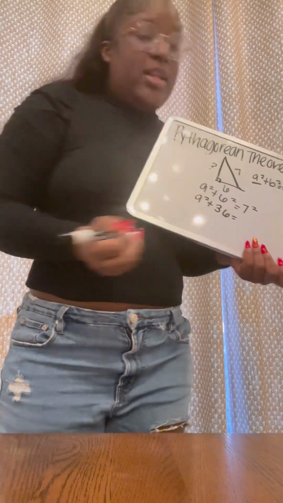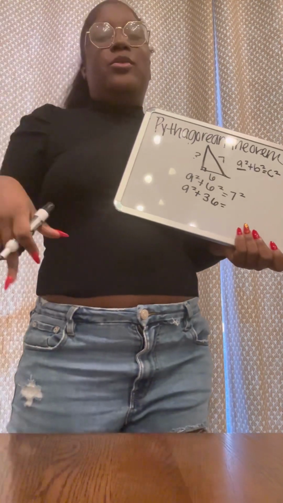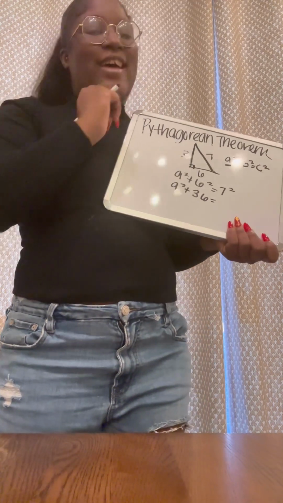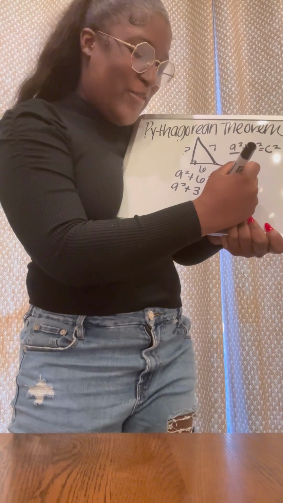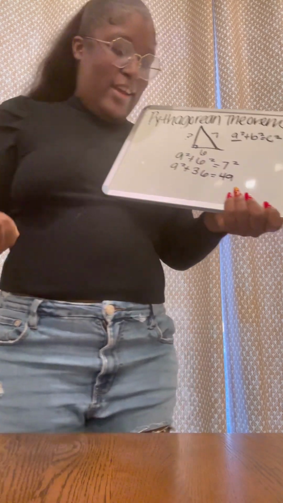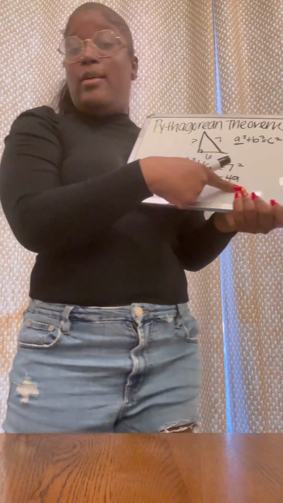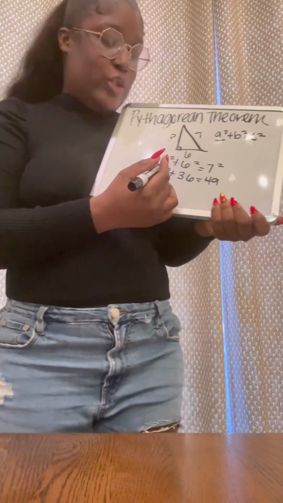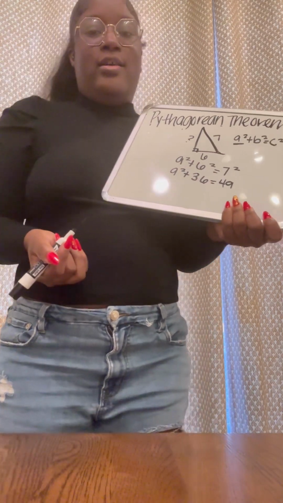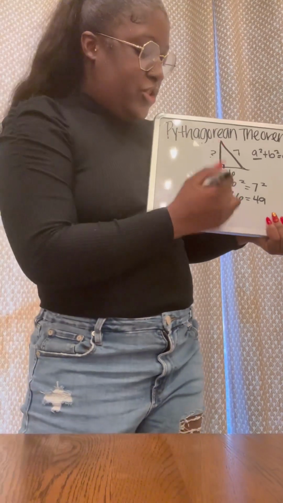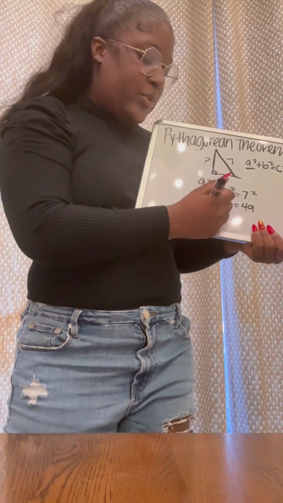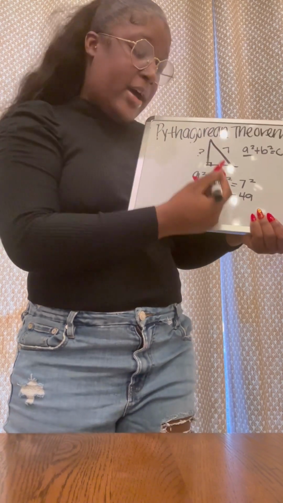And that is going to be equal to 7 squared. Does anyone know what 7 squared is? Yes, 49, okay? So 49. Okay, so we have our numbers. Now, things get a little bit different here, okay? Now we're going to need to get the a squared on its side by itself.